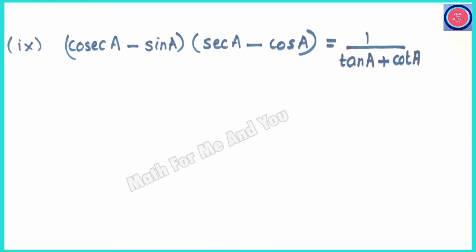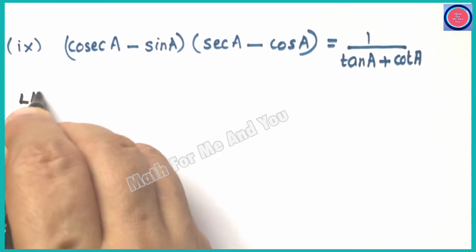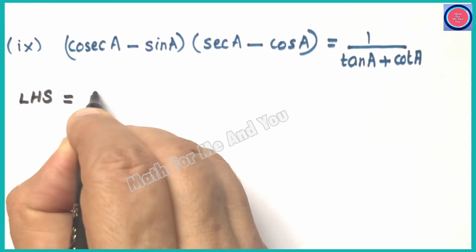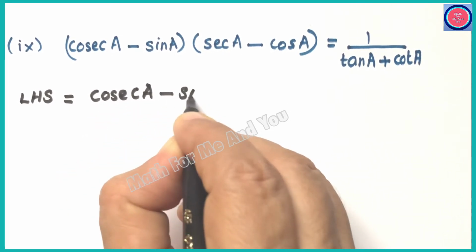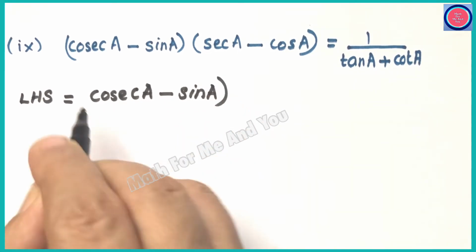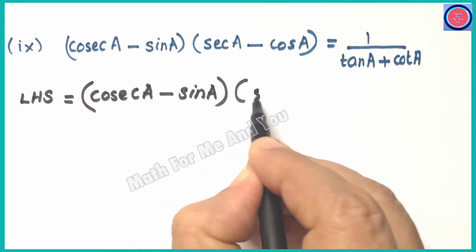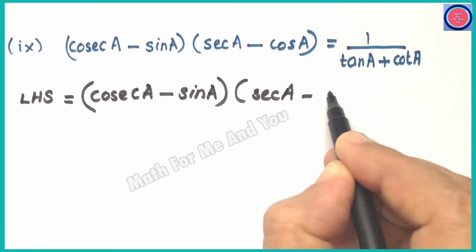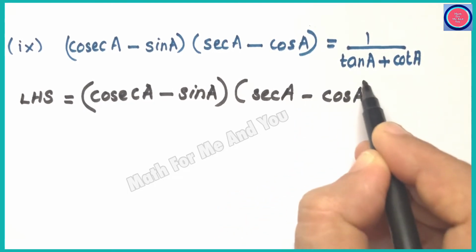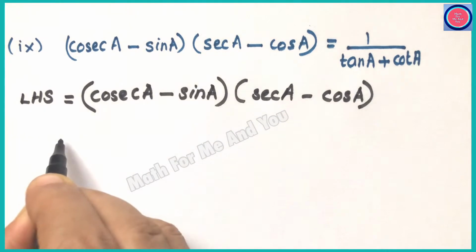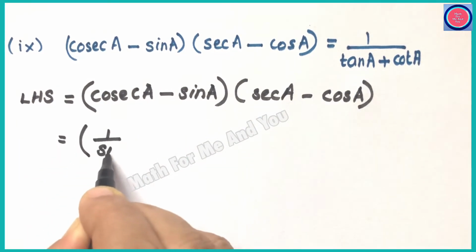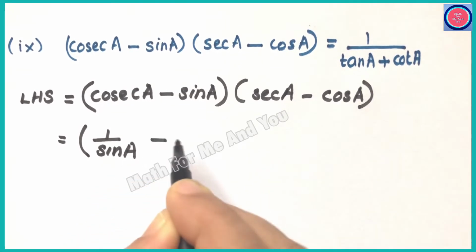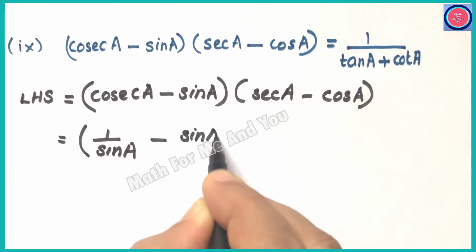Part 9. Prove the identity (cosec a minus sin a) times (sec a minus cos a) equals 1 by (tan a plus cot a). Prove the identity means we have to show LHS equals RHS. So we are writing LHS is equal to (cosec a minus sin a) times (sec a minus cos a). In the next step, we will change cosec and sec in terms of sin and cos. So cosec a we can write as 1 by sin a because this is the reciprocal of sin, minus sin a we are writing as sin a divided by 1.